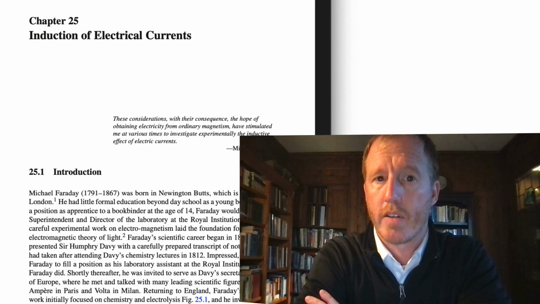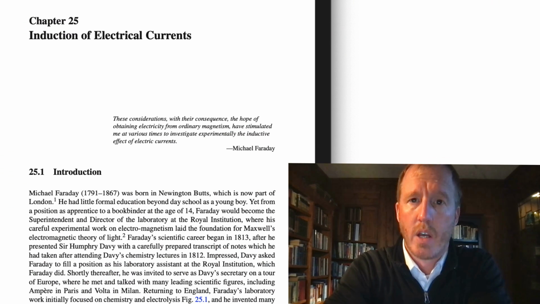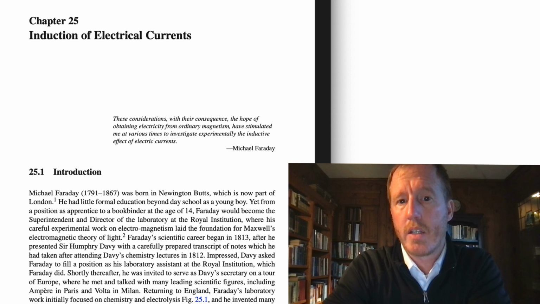So what we're going to do is begin by looking at the work of Michael Faraday. We're in chapter 25 in A Student's Guide Through the Great Physics Texts. This chapter is titled Induction of Electric Currents. What I'm going to do is start by reading the introductory notes about Michael Faraday, and then we'll begin looking at his experimental researches on electricity.